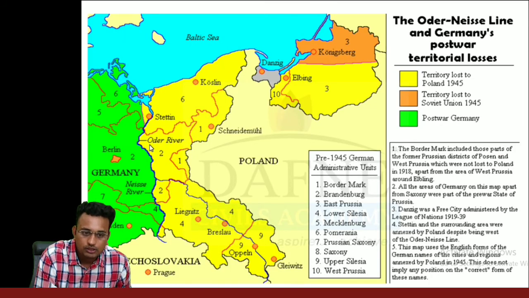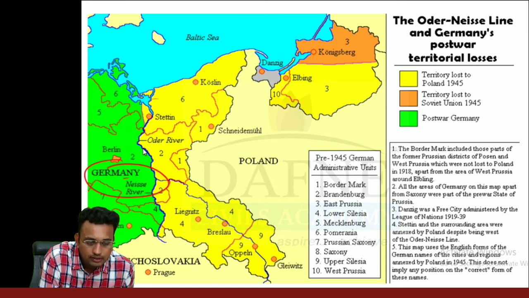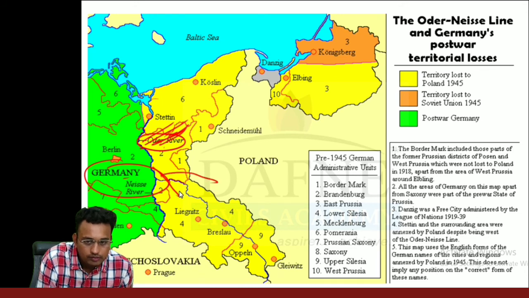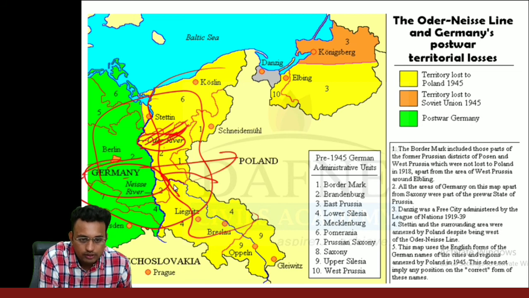Okay, this is the Oder-Neisse line. This is Germany. You can say this was the early, after World War II part. This particular line, the Oder River, this was divided. Okay, territory, this was given back. The entire territory was there. Okay, this part, this yellow color, was now given over to Poland.